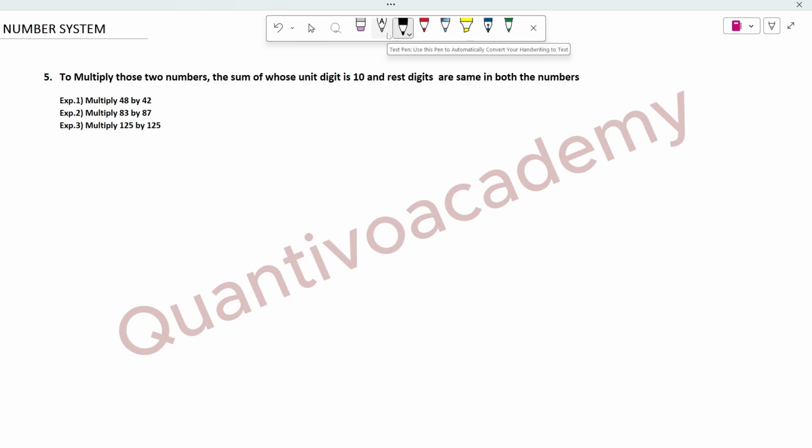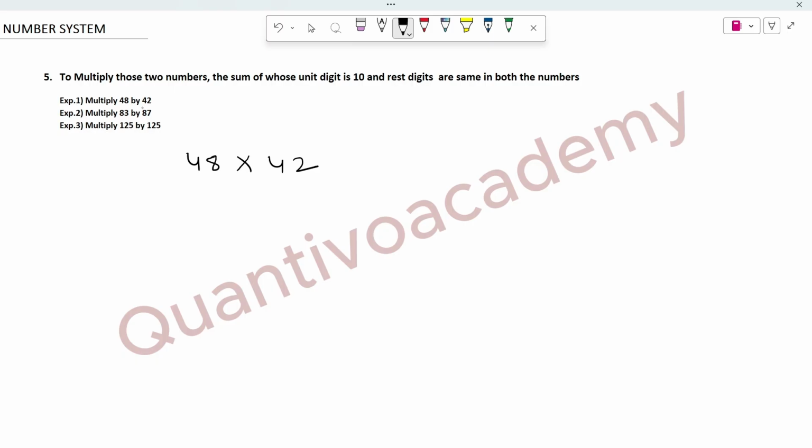Next multiplication what we have is to multiply those two numbers the sum of whose unit digits is 10 and the rest digits are the same in both the numbers. I will explain this with an example. That is, we have to multiply 48 by 42.